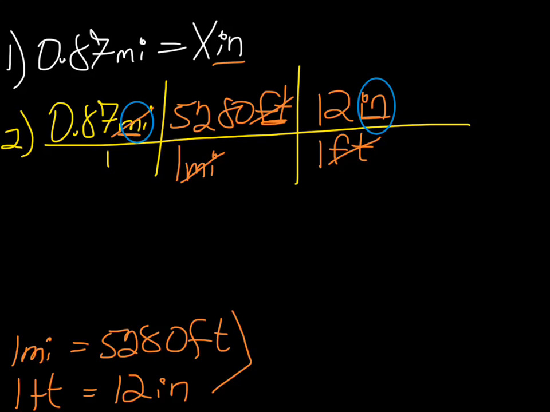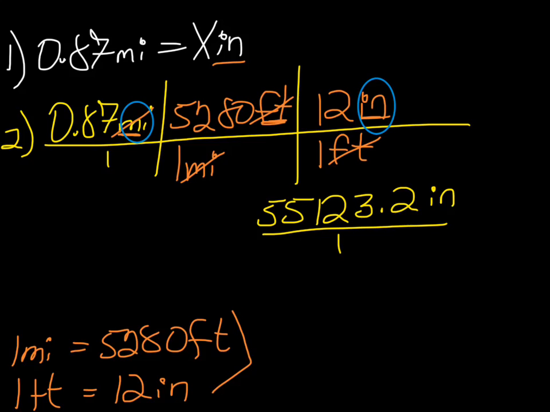All right, why don't you guys put this in your calculator with me and let's see what we get. When I multiplied across the top, I got a big old number, 55,123.2 inches. And when I multiply across the bottom, I get 1, which makes our answer 55,123.2 inches. Now we need to think about sig figs.